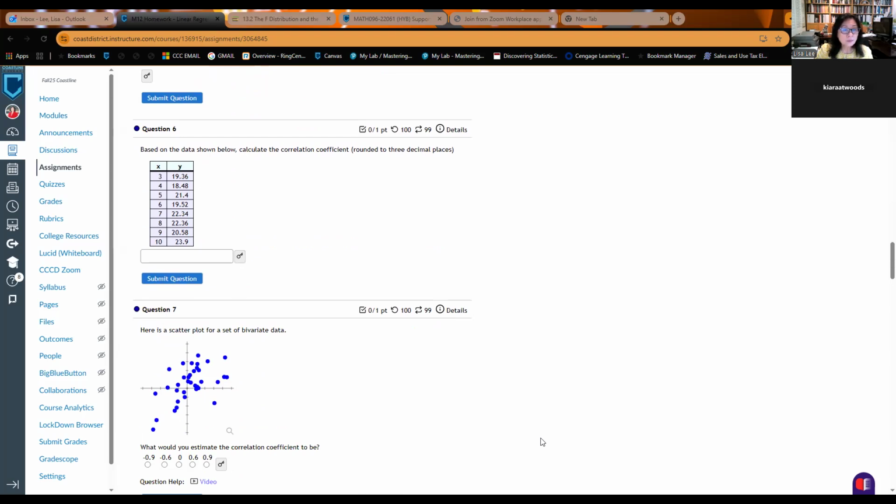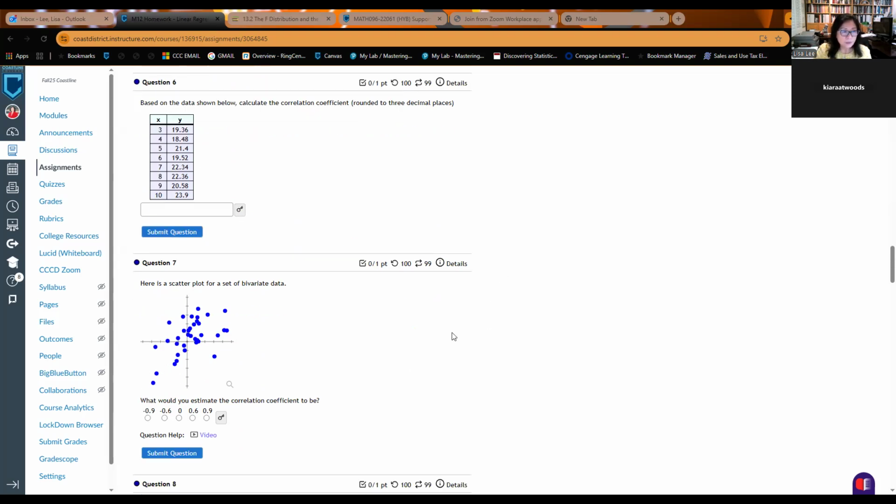Next one is to calculate the correlation coefficient. We will do the same thing we did earlier, just looking for R. And remember to round to 3 decimals. So we do the same thing as we did earlier. Okay, so we skip this one.